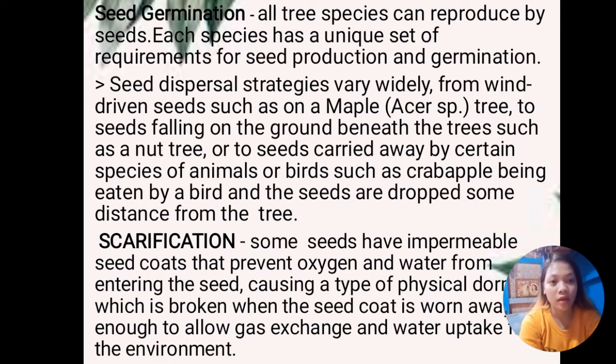Seed germination. All tree species can reproduce by seeds. Each species has a unique set of requirements for seed production and germination. The seed dispersal strategies vary widely from wind-driven seeds, such as on a maple tree, to seeds falling in the ground beneath the trees, such as a nut tree, or to seeds carried away by certain species of animals or birds, such as crabapple, being eaten by a bird and the seeds are dropped some distance from the tree.